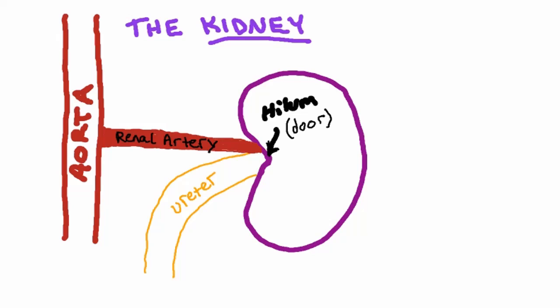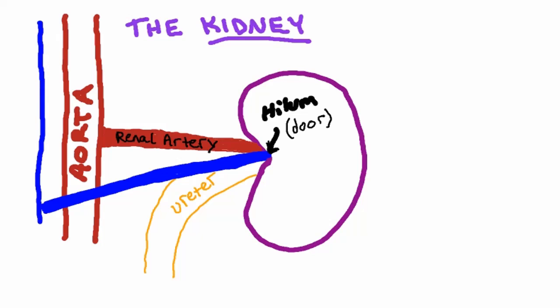Also, we have the renal vein, which exits the kidney and goes straight to your inferior vena cava. So right next to the descending aorta is your inferior vena cava. We'll put IVC. And the renal vein comes straight out of the hilum of the kidney and goes to the inferior vena cava.